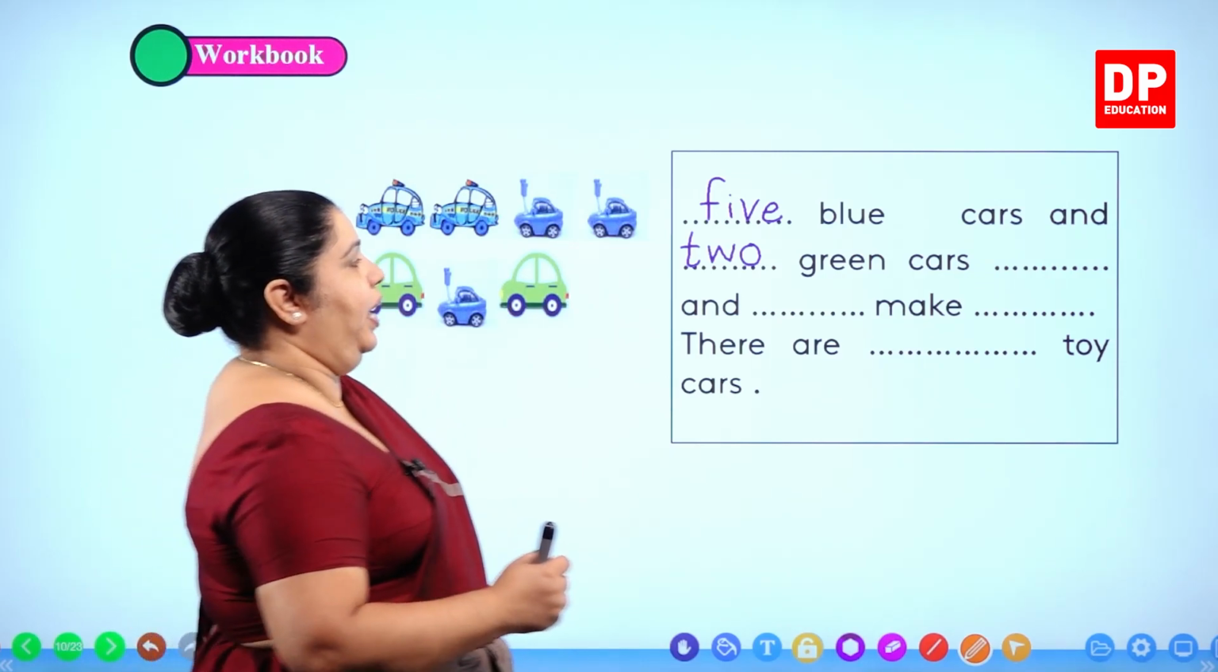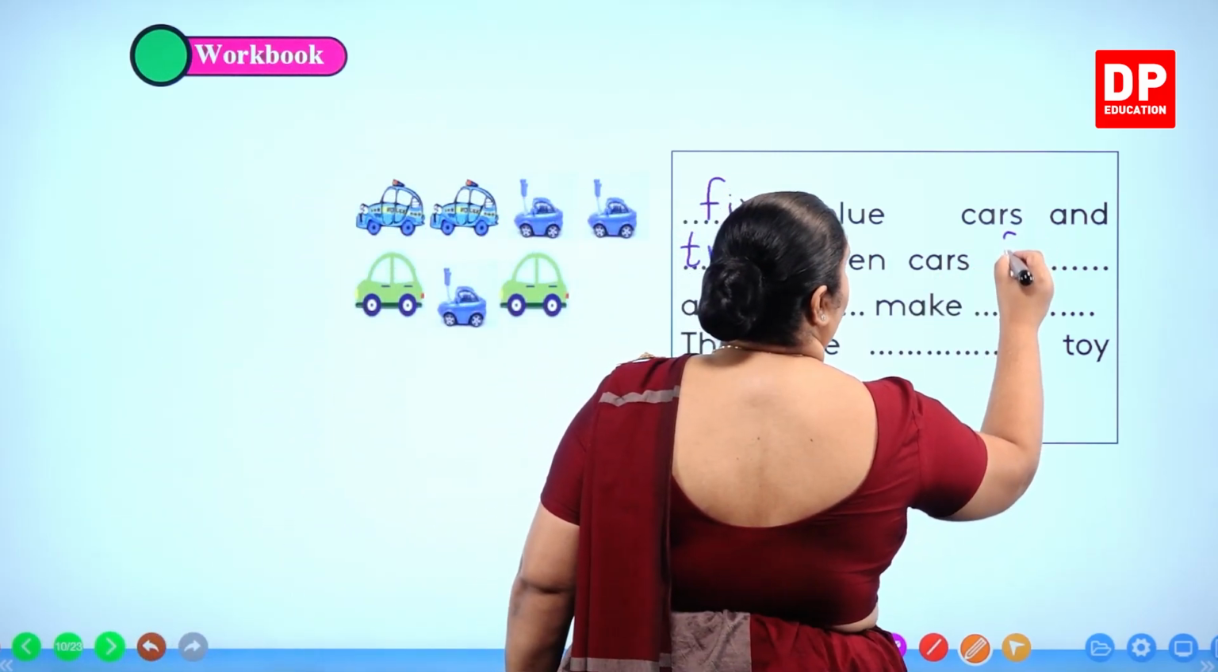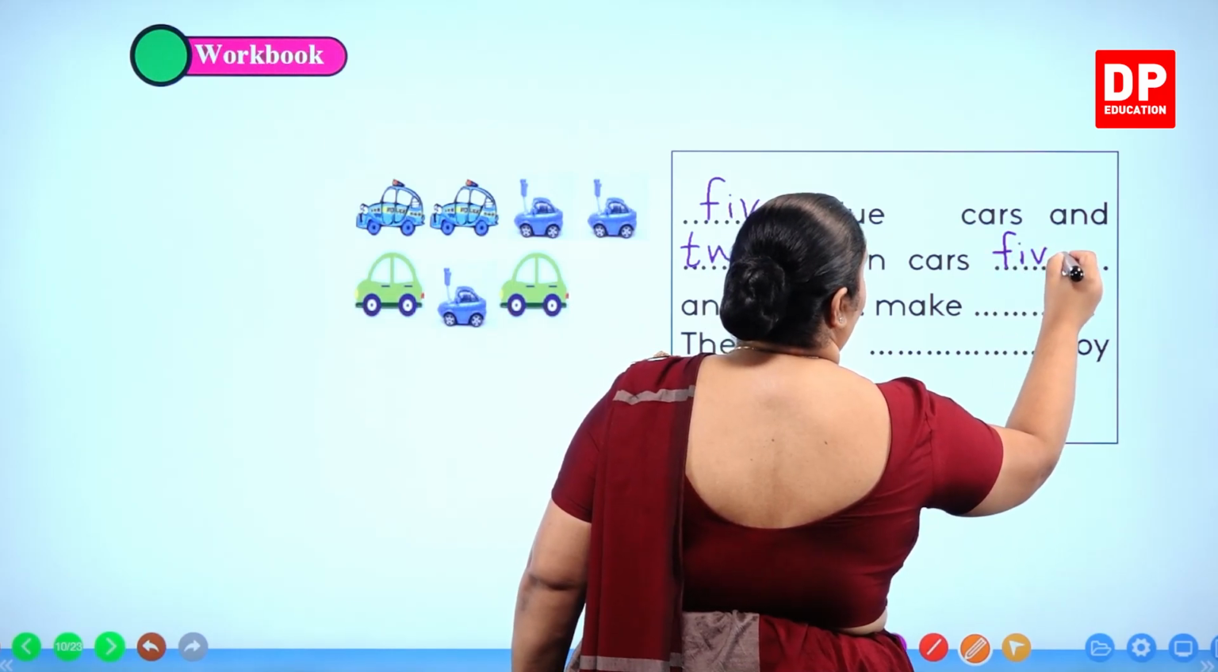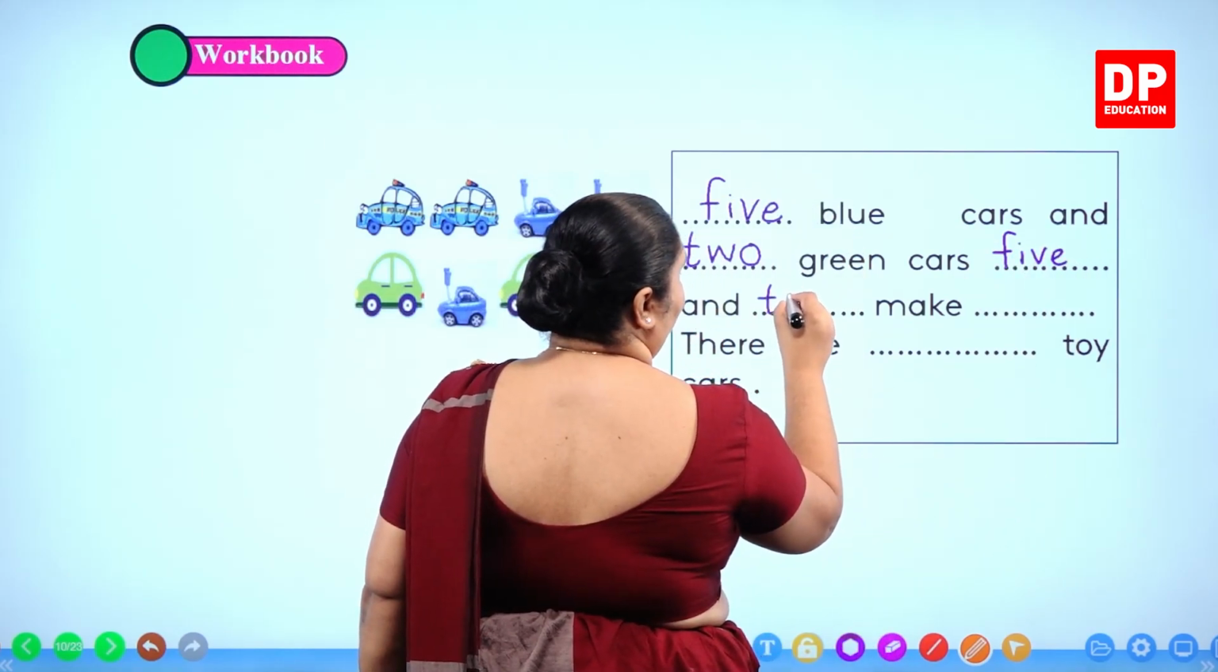Then what do we have to write? 5 and 2. Once again we have to write 5 and 2.